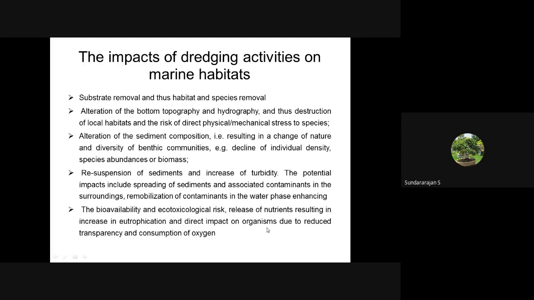This results in nutrients, nitrogen and phosphorus, being released, and immediately the growth of phytoplankton increases. That is one of the important things. Then we get a hypoxic zone. The hypoxic zone is one of the important things: the oxygen levels are reducing, and it is then not favorable to living organisms. It will become a desert.